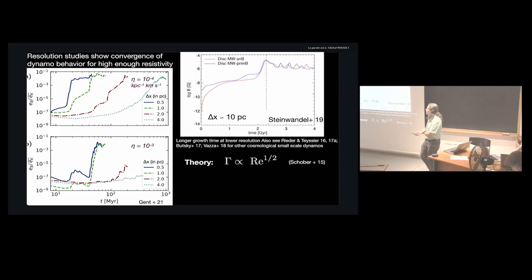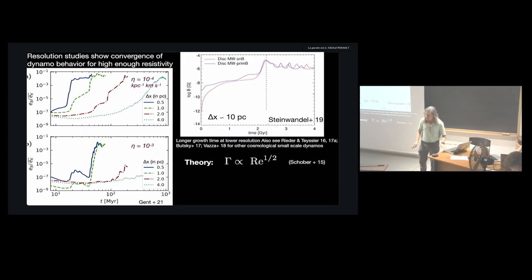Okay, now, if we do a resolution study, that was at high resolution, but at low resolution, the numerical resistivity dominates. And the answer is that at 4 parsec resolution, it took us hundreds of megayears to grow the same field that grew, this is a log scale, in under 10 megayears at 0.5 parsec resolution. So again, this is a log scale, so it matters dramatically whether you have enough numerical resolution in order to get down to some sort of physical resistivity scale. It gets worse. If you go out to 10 parsecs, it takes 2 gigayears.